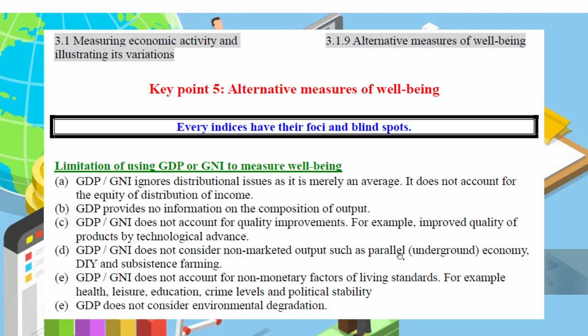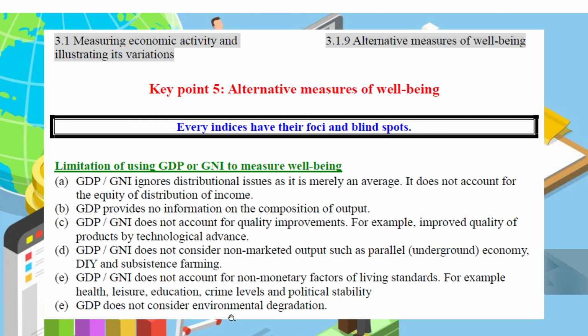And GDP does not consider non-market outputs, such as the parallel market, the underground market, the black market, the DIY market, or subsistence farming. GDP and GNI also do not account for non-monetary factors of living standard, for example health, leisure, education, crime rates, and political stability. All these things will be included in other indexes.